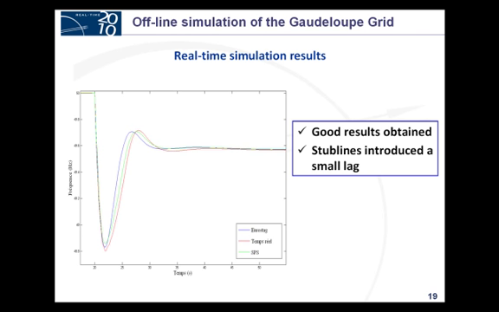Okay, so here are the results we have obtained from the real-time simulation. In blue you have the Eurostag frequency response. In green, the simple system response. And in red, the real-time response obtained from our RTLab simulator. So we have obtained good results. What we can conclude is that the stub line introduces a small lag. You have a small difference between the real-time results and the simple system results. But it was good enough for us. We can deal with that.